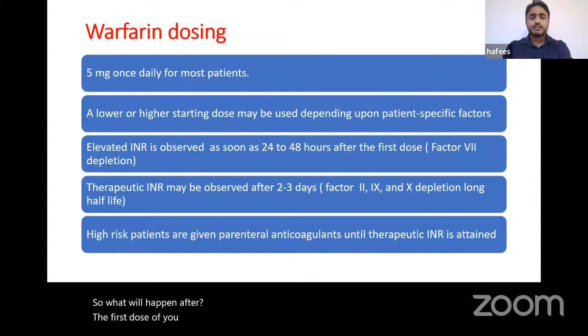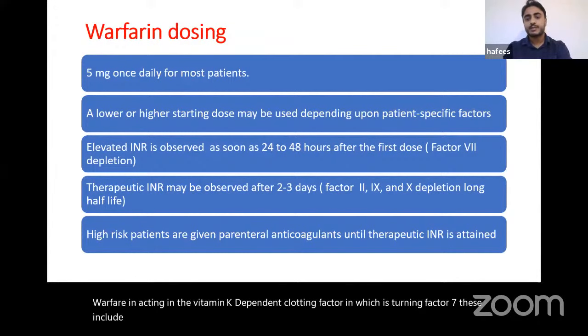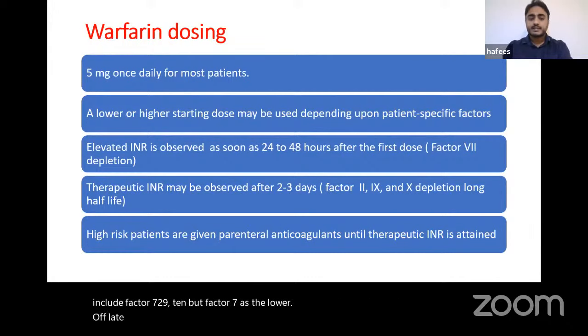So what will happen after the first dose? After 24 to 48 hours after the first dose, you will see an elevated INR. The reason for this is the depletion of factor 7. Warfarin acts by inhibiting the vitamin K dependent clotting factors, which include factors 7, 2, 9, and 10. But factor 7 has a lower half-life. So after initiation of therapy, within 24 to 48 hours, the INR will be elevated, but it is not the actual therapeutic INR.